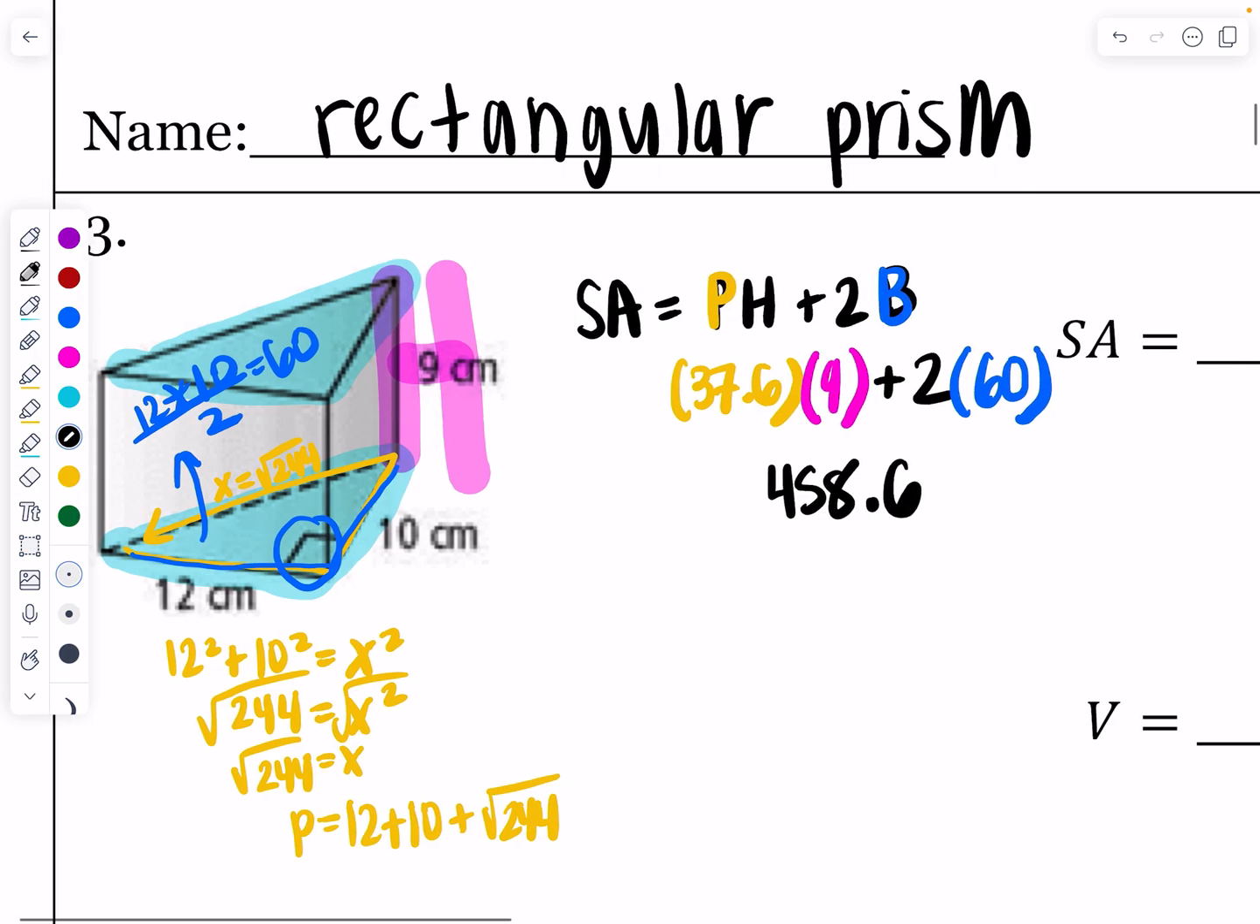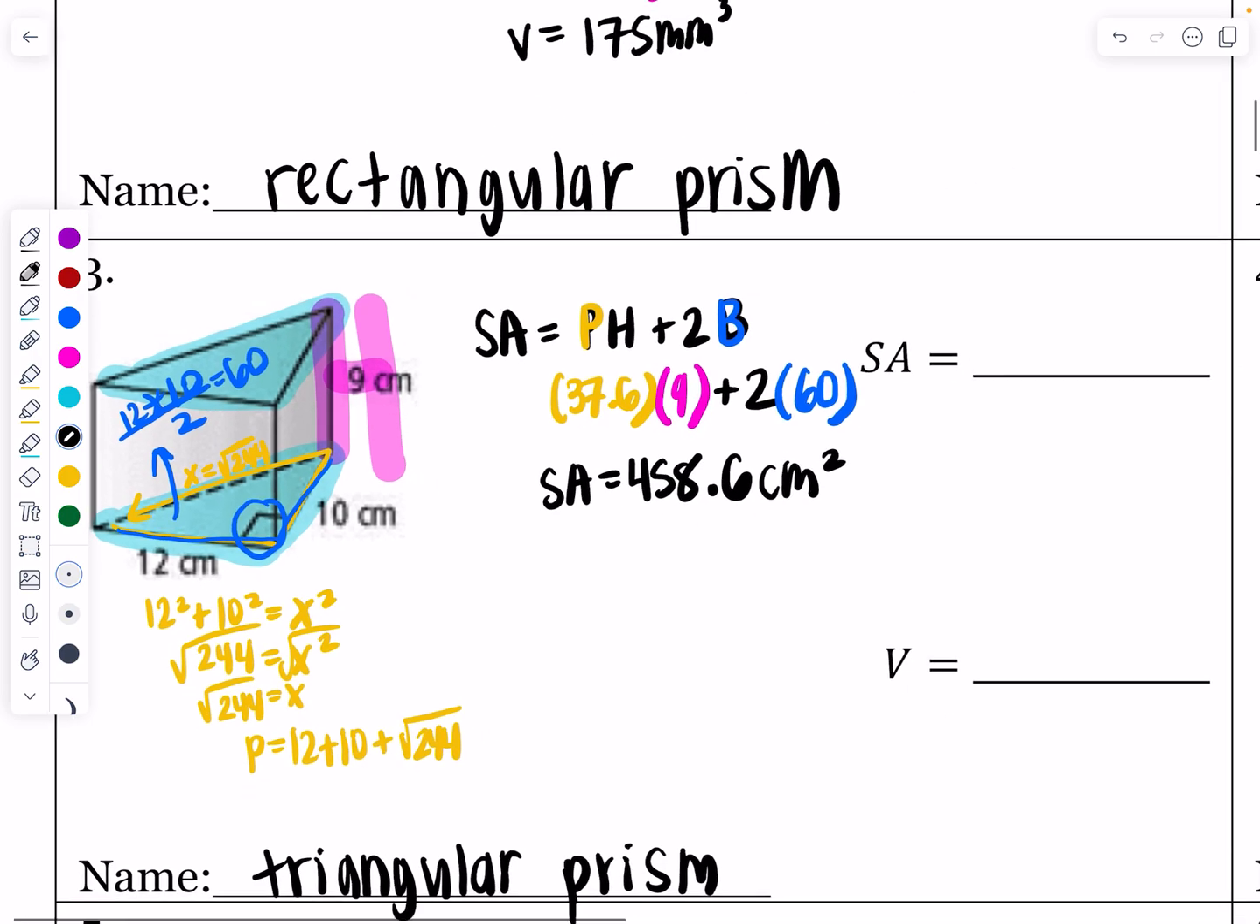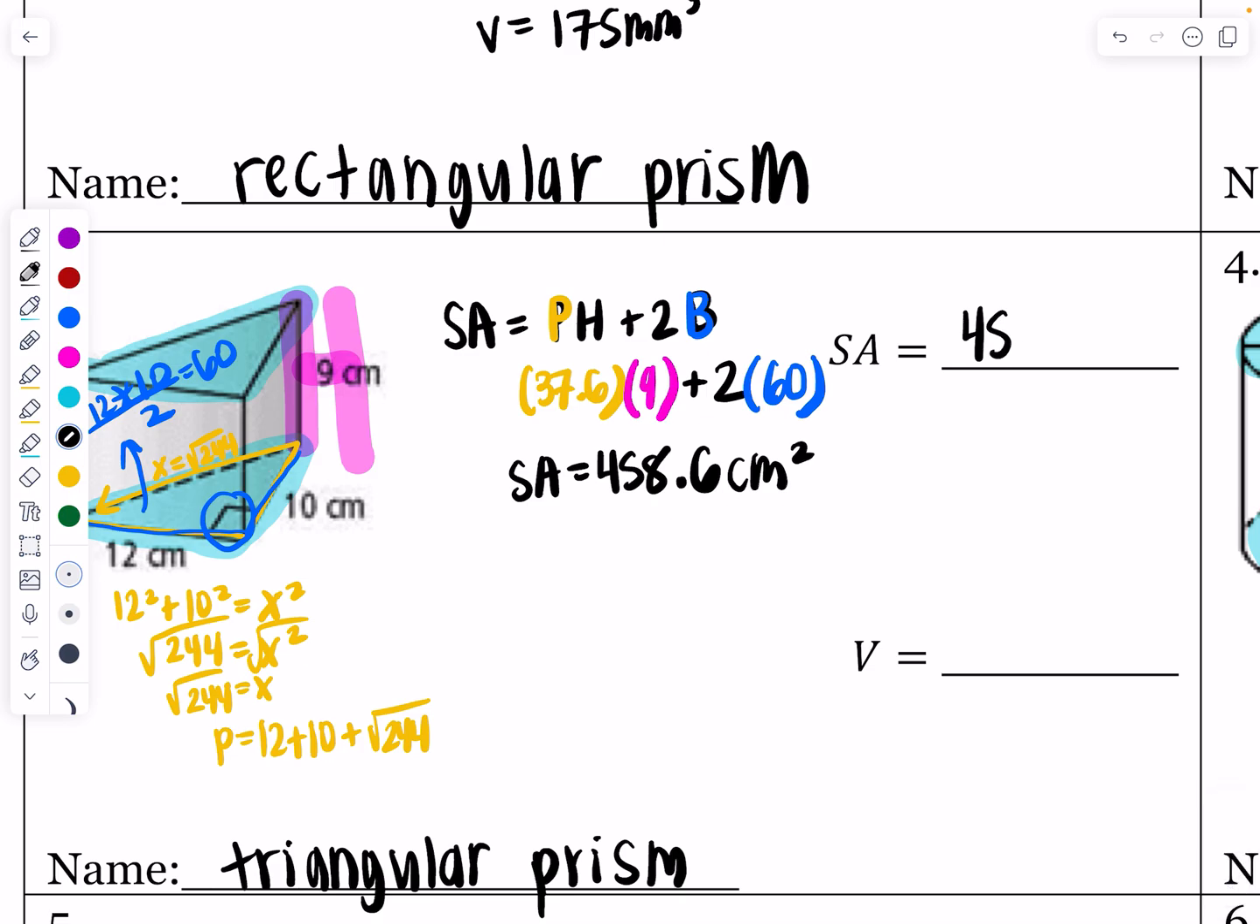458.6 centimeters squared for my surface area. Again, because it's surface area, that's always going to be the second power. If you rounded that perimeter to 37.6 and then typed it in, you would get 458.4, and that is totally fine as well. If you want to round that, since that one's a little bit more complicated, that's fine. We like more exact answers when we can, though.